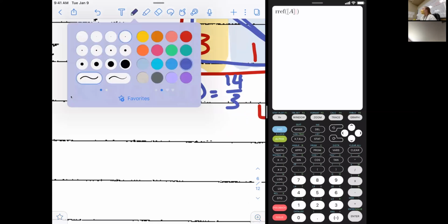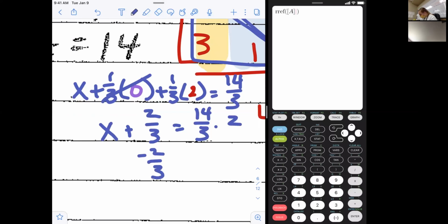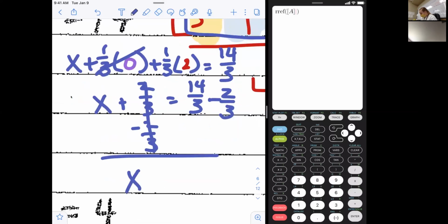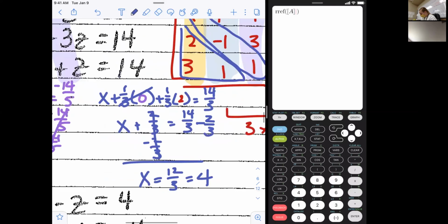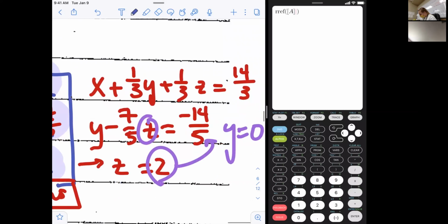Now we just do some algebra. 0 times anything is 0. 1/3 times 2 is 2/3 equals 14 over 3. Minus 2/3 from both sides. Oh, nice. I don't even have to worry about getting like denominators because they already have it. X equals 12 over 3. Oh, and what's 12 over 3 the same thing as? 4. X equals 4. So x equals 4, y equals 0, z equals 2.